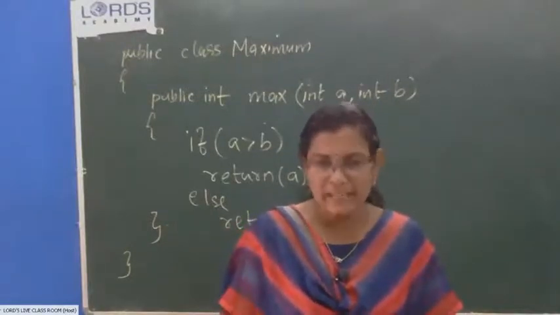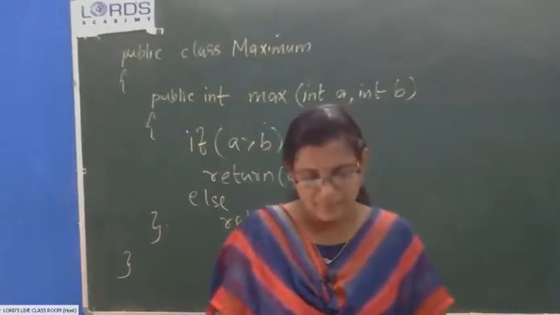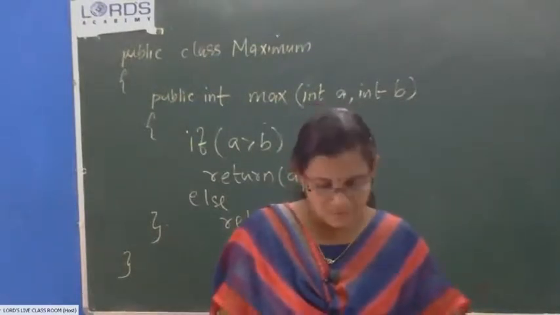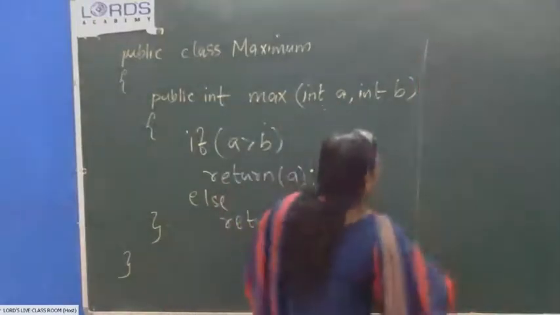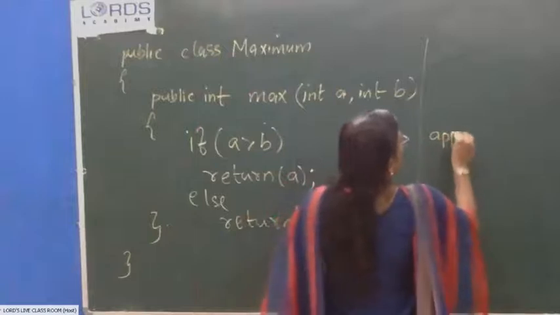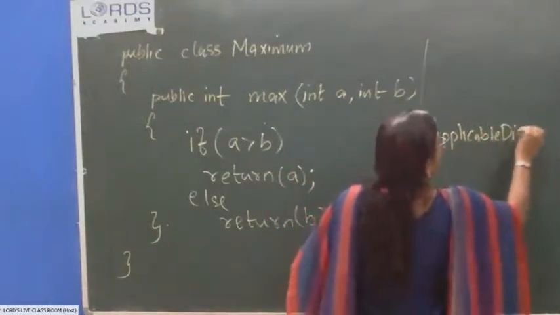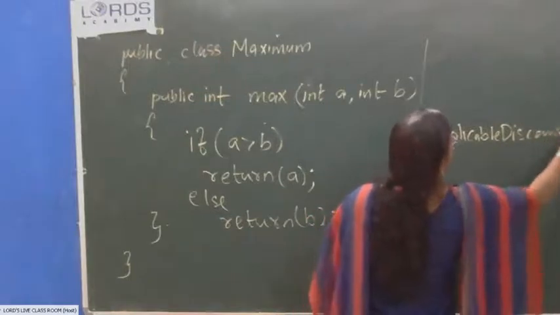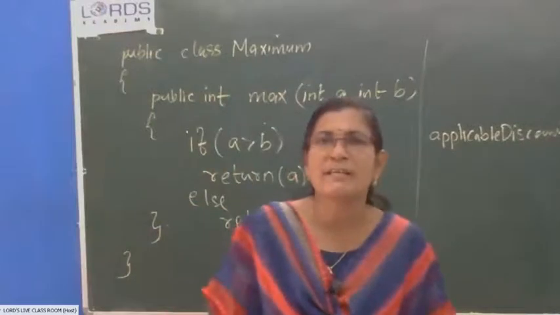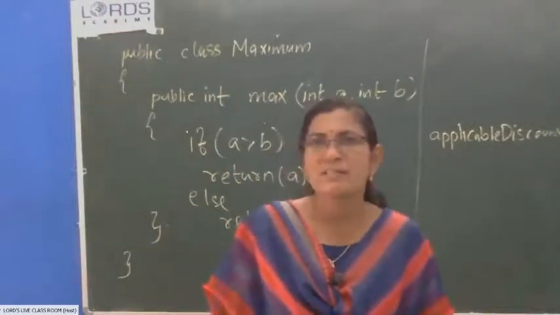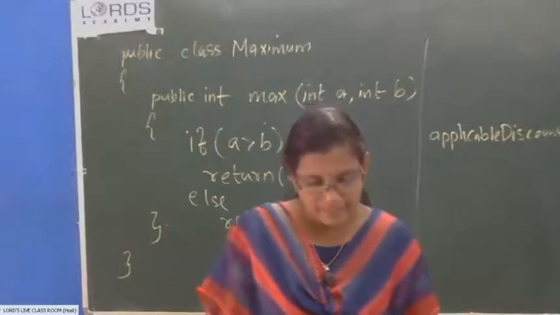Identifier naming rules: applicableDiscount, without space you have to type. Applicable, no space, discount. So it should be applicableDiscount, without any space. Function name, method name, you are not supposed to give any space between the words used to name the function. All the identifier naming rules are applicable here.